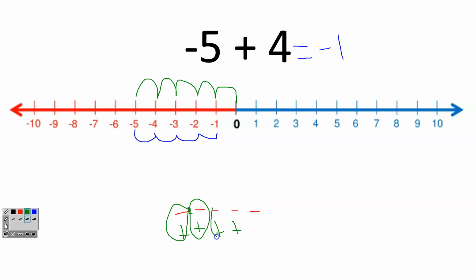1, and then see what we end up with. And it looks like I have 1 negative, which is the same answer that I got on my number line. So use this method to double check your work.